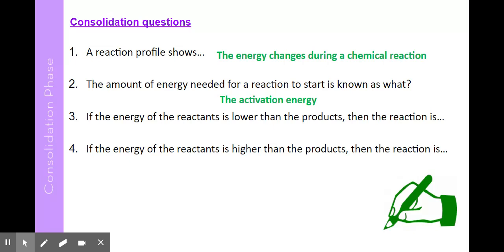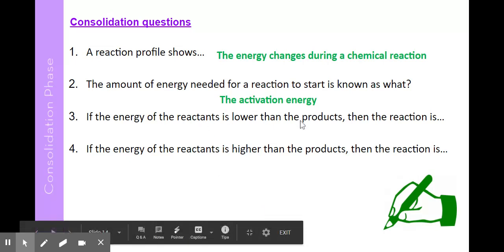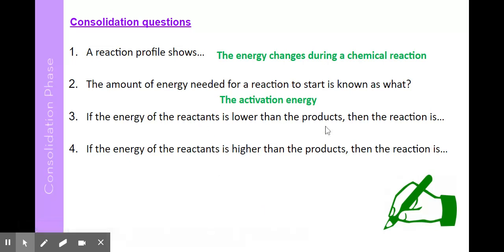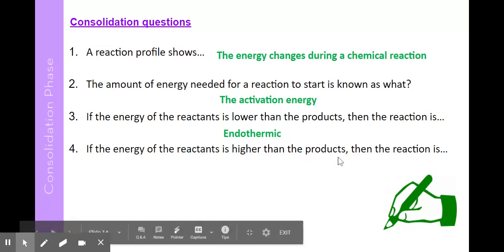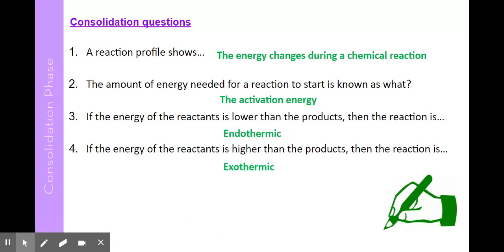Number 3, if the energy of the reactants is lower than the products, then the reaction is... the reactants are lower than the products, so the products must have more energy, so they must have taken energy in from the surroundings, therefore endothermic. If the energy of the reactants is higher than the products, then the reaction is... so the reactants have more energy than the products, so the energy must have been given out during that reaction. If energy is given out, it must be an exothermic reaction. Give yourself a score out of 4 on your student worksheet for this task, please.